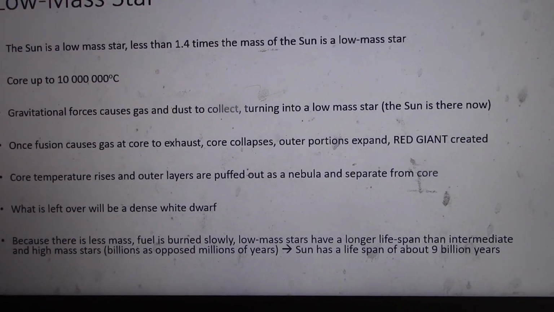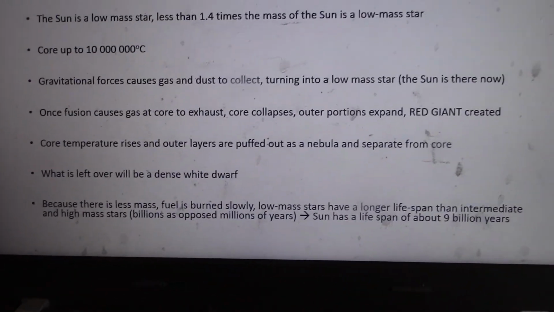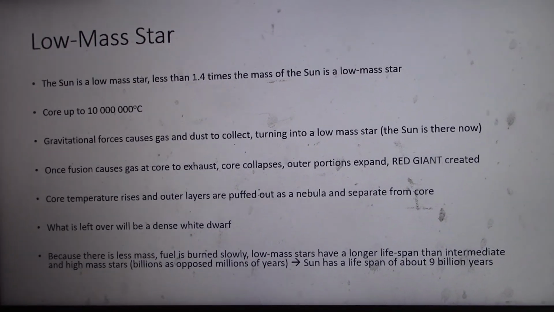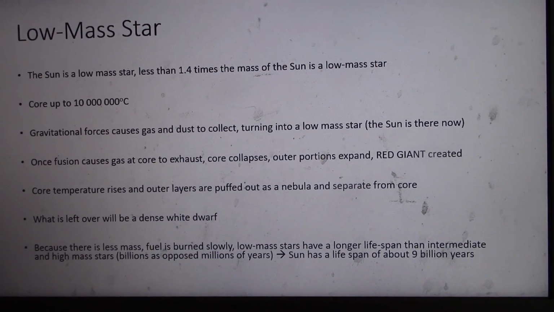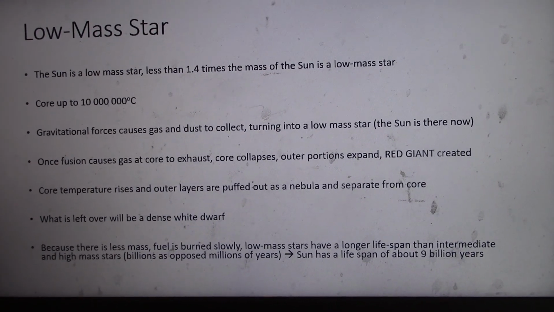So because there's less mass, the fuel is burned slowly. So it's a more efficient star. It's kind of like a Honda Civic versus driving a Ferrari. So low mass stars have a longer lifespan than intermediate and high mass stars. So the sun will live about 9 billion years.